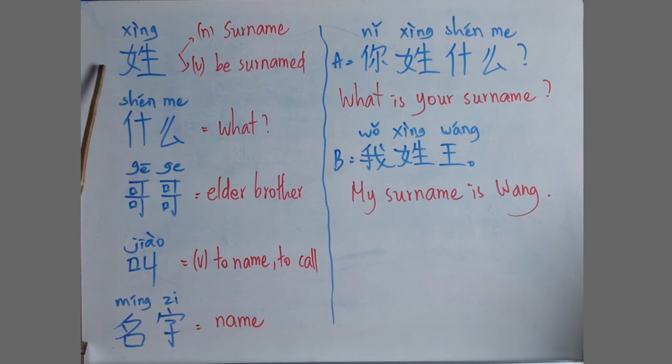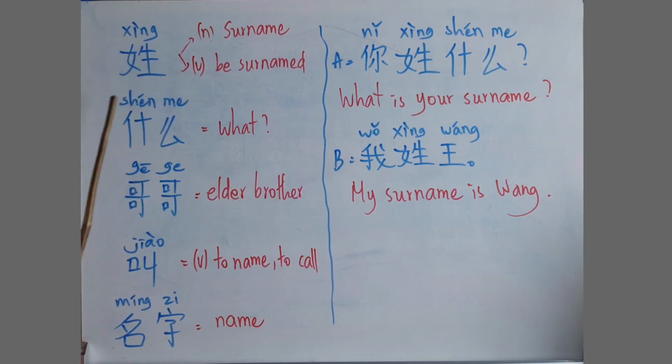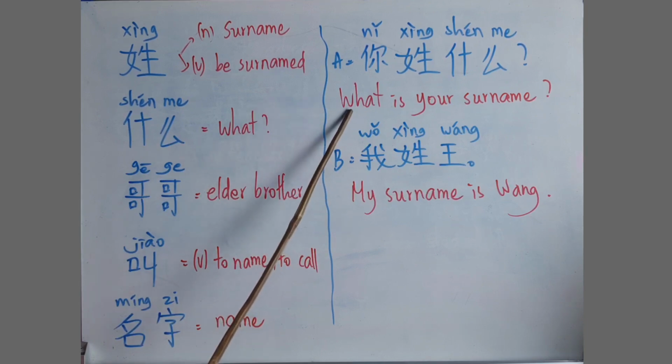So the first one, the word xìng, means surname, or if it is a verb, to be surnamed. Shénme, what. Gē, elder brother. Jiào, to name or to call. Míngzì, name. Now let's start our lesson by asking the question, what is your surname?